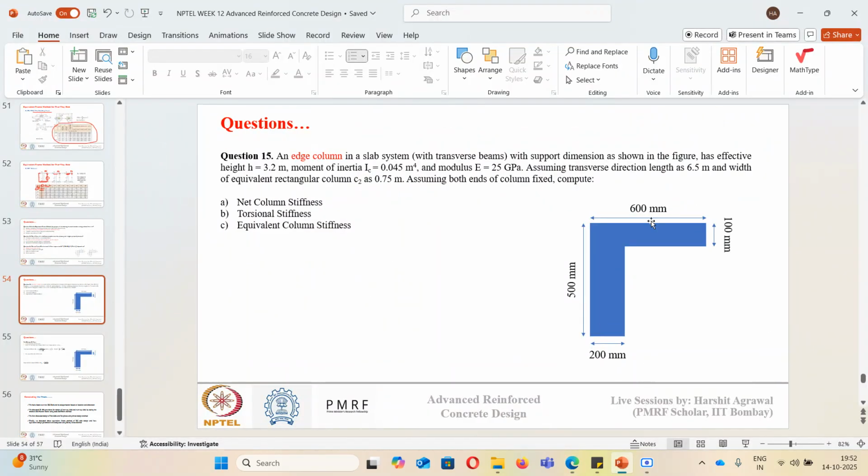So just look at the dimensions and read the question once and just tell me what will be the net column stiffness. You know the E value, you know the moment of inertia, modulus of elasticity, you know the height of the column, you know the length of the column in transverse direction, everything you know. So how you will calculate the net column stiffness? What will be the formula?